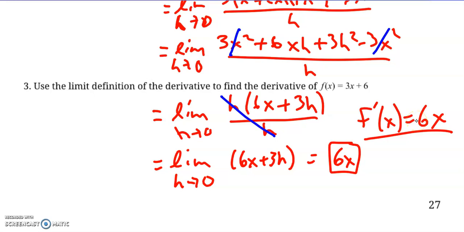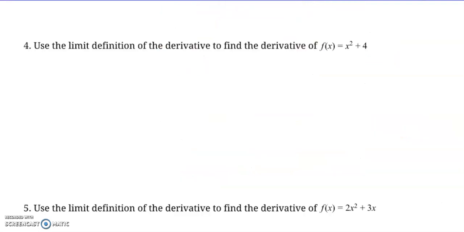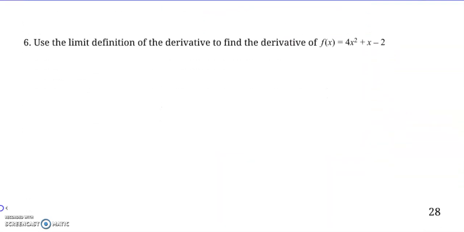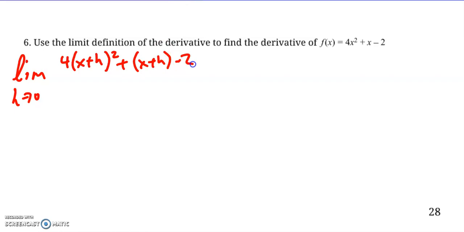Okay. All right, so I'm going to flip the page. I'm going to go down to number 6. So exact same thing. We're going to apply the limit definition. I'm not going to actually write the definition this first time. I'm just simply going to substitute in x plus h. So I'd have 4 times the quantity x plus h squared plus the quantity x plus h minus 2 all over h. And I forgot one part. It's easy to do. I have to subtract the original function.